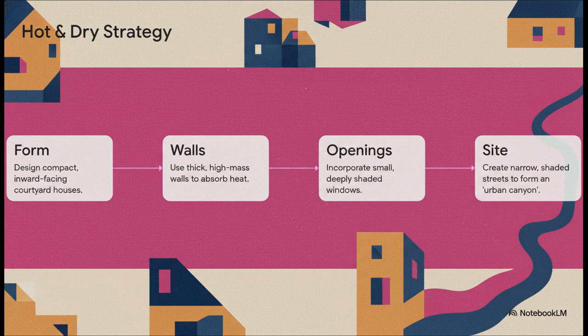So what does this look like? We're talking compact, inward-facing buildings, often built around a shaded courtyard. The walls are thick and heavy. They're like a heat sponge, absorbing all that daytime sun. Windows are kept small and are deeply shaded. And when you put these buildings together, you create these narrow, shaded streets that act like cool urban canyons.